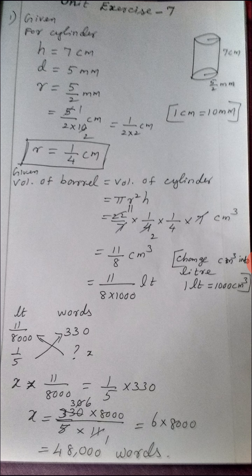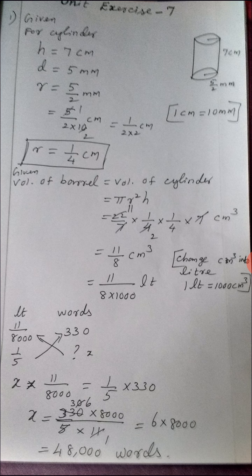How many words can be written using a bottle of ink containing 1/5 of a liter? See, you are buying one full bottle of ink. That ink bottle contains 1/5 of a liter. You know that 1 liter equals 1000 milliliter. So divide that 1000 by 5. 1/5 means divide that 1 liter by 5. That is 200 milliliter. Okay. So now see the answer.